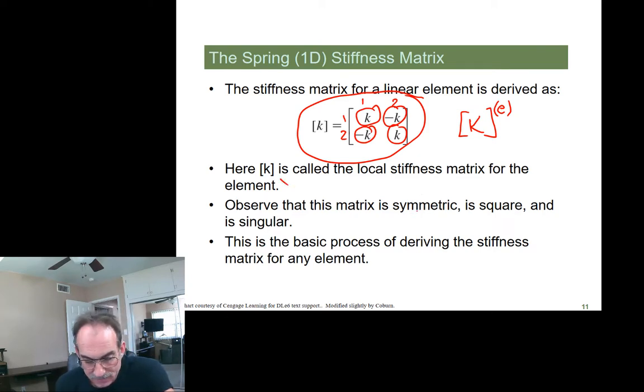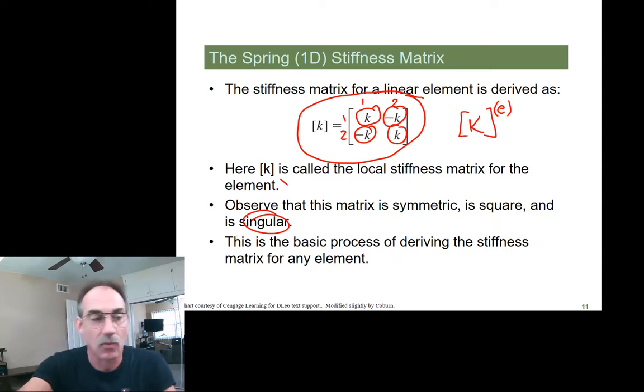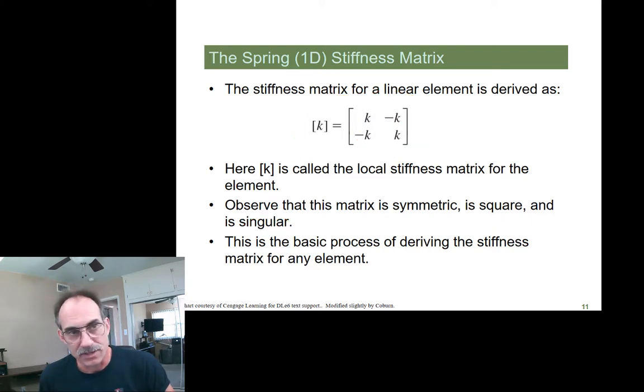It's symmetric. You can see that it's symmetric. It's square and it's singular, which means the determinant of that matrix is going to be 0. This allows us to solve this. This is the basic process for determining the stiffness matrix of any element. Of course, this is for the spring. All right? Okay. With those ideas, let's move forward.